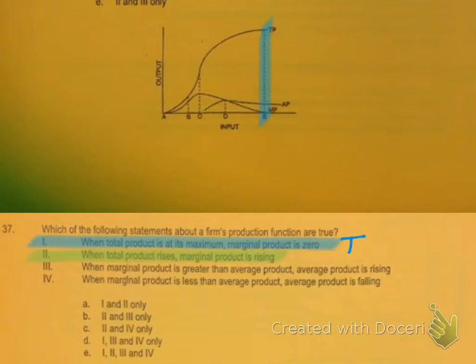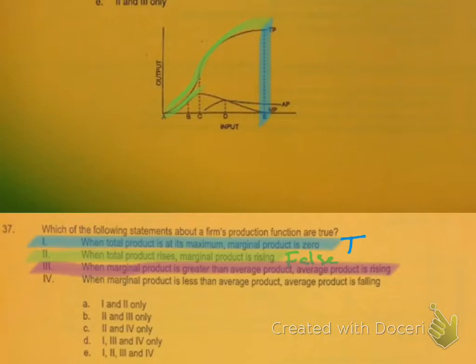Now let's look at the next one. When total product rises, marginal product is rising. If we look at this part of the graph, this is where our marginal product is rising, because after point C it starts to diminish. But if you look, the total product curve keeps increasing, or going up. It won't start to decline until it hits point E. So that means that this is actually a false statement.